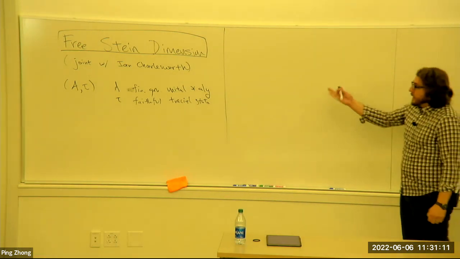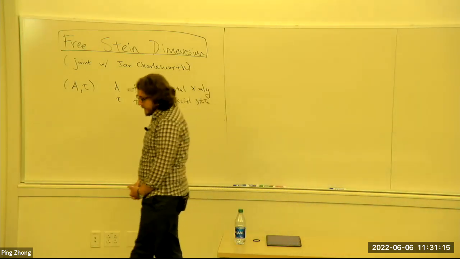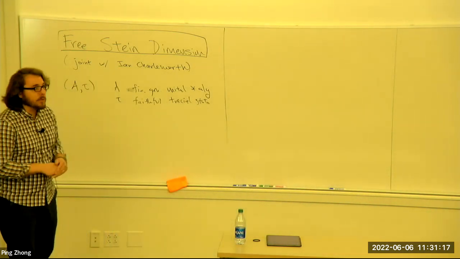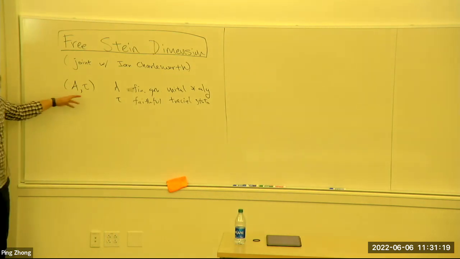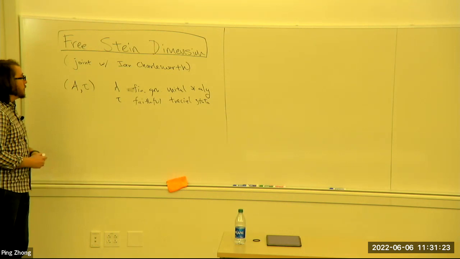So the idea is I want to extract some number from this information, and the goal of doing that is that hopefully this number then tells you some information about this algebra, or more generally about some von Neumann algebras or C-star algebras associated to it.